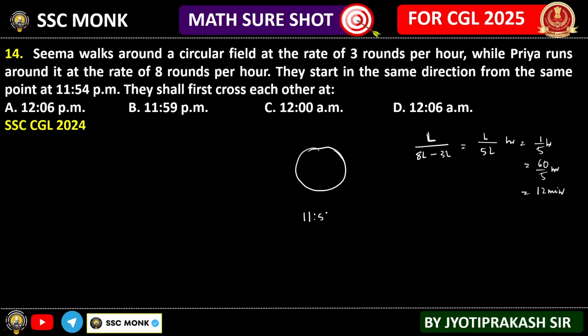First started at 11:54 p.m. plus 12 minutes, that is equal to 12:06 a.m. Remember this. Here it is p.m. Once you cross 12, it will be a.m. That is the silly mistake made by most of the students. You need to be sure of this. This question is really silly, but if you do not look at it properly, you will commit this silly mistake. That is what it is all about.